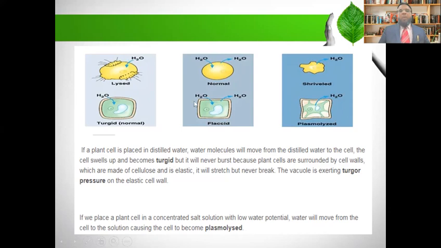And in the plant cell, when the water exits from the cell, the plant cell becomes flaccid. But in the animal cell, when the water comes out from the cell, it shrinks, as you can see here. In the plant cell, if the water exits from the cell, it is plasmolysed. And the animal cell is shriveled, or shrunk, with reduced size.